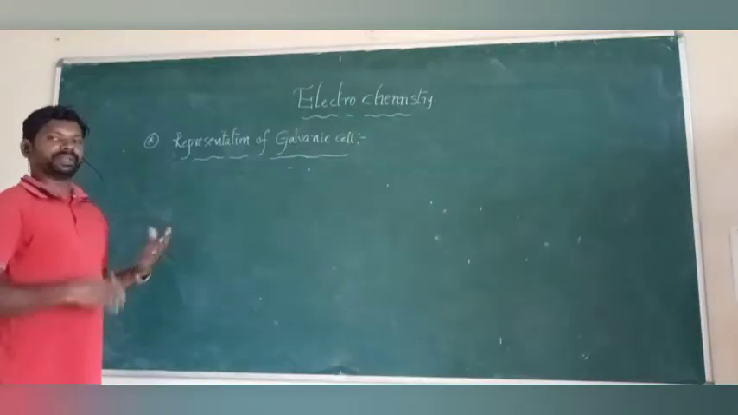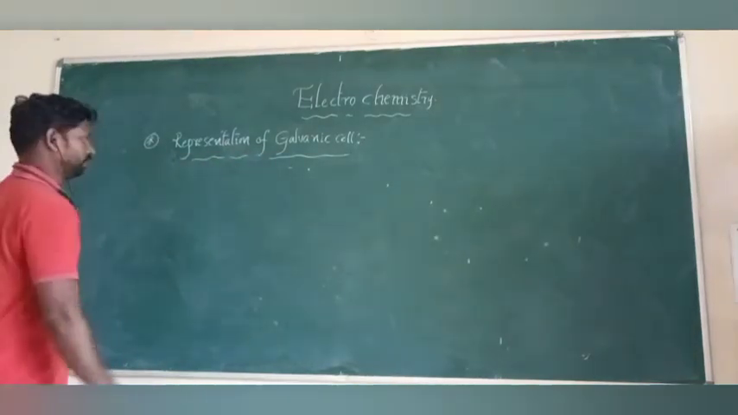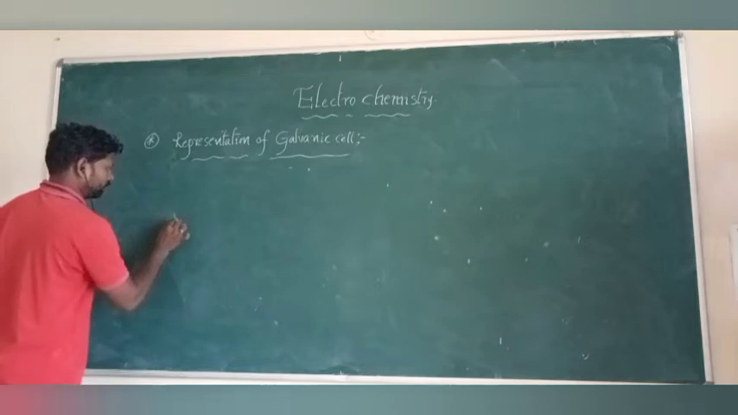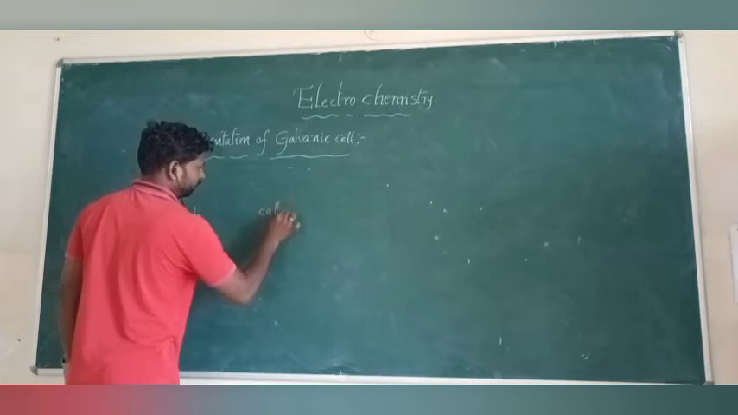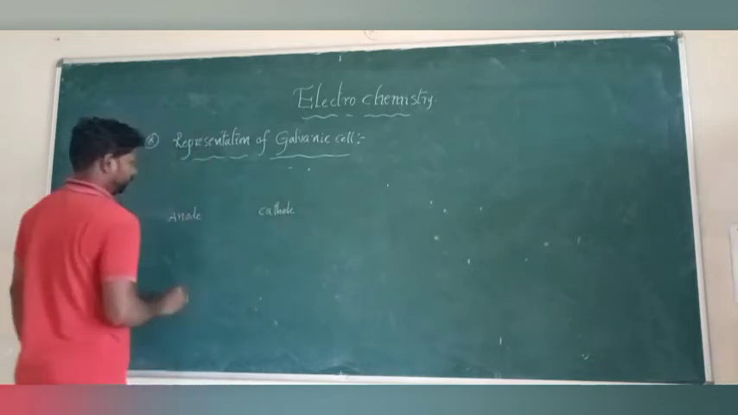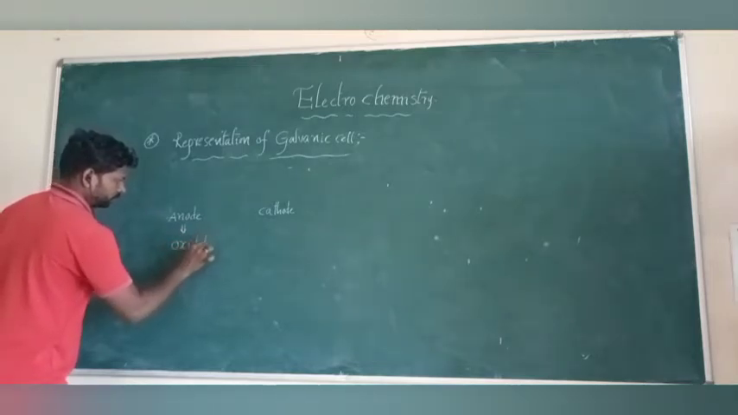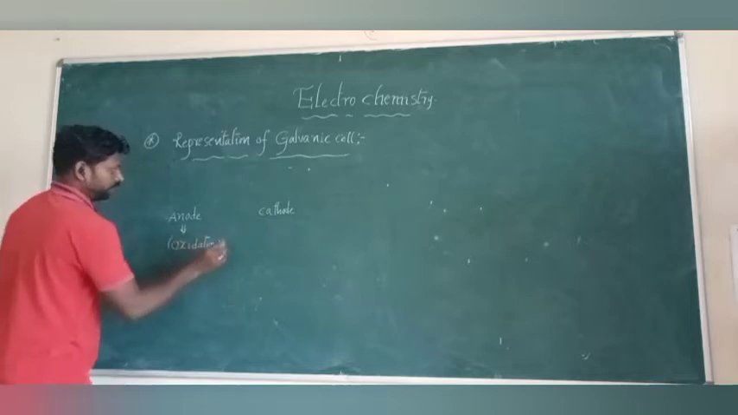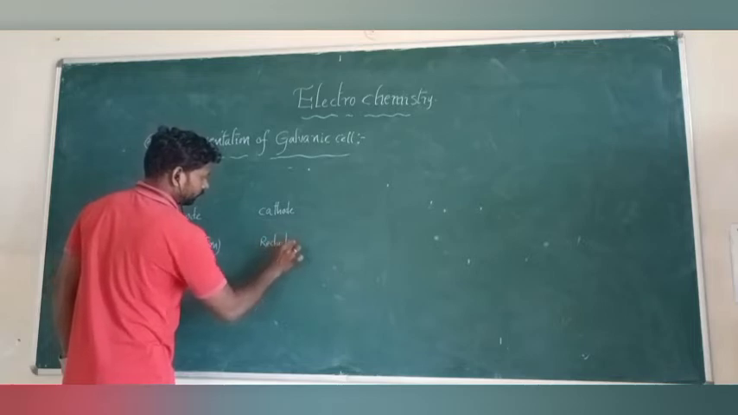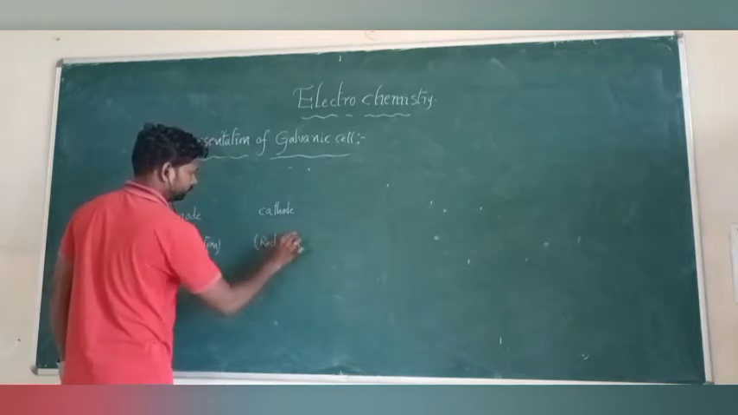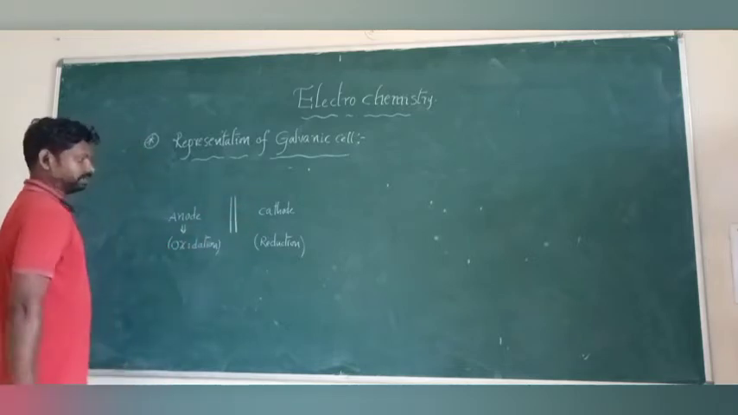For example, how do we represent the chemical reactions in a galvanic cell? The representation of a galvanic cell: there are 2 electrodes. The first one is the anode, and the second one is the cathode. At the anode, oxidation always takes place. At the cathode, reduction always takes place. In between anode and cathode, there is a salt bridge.